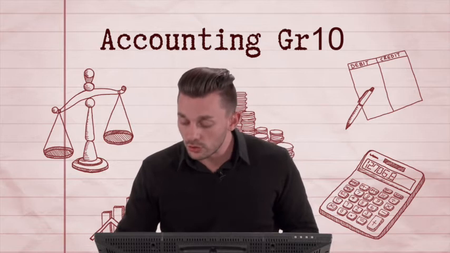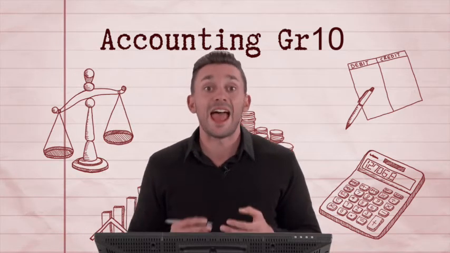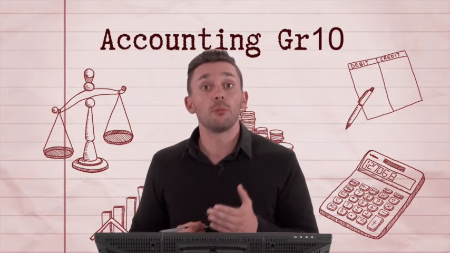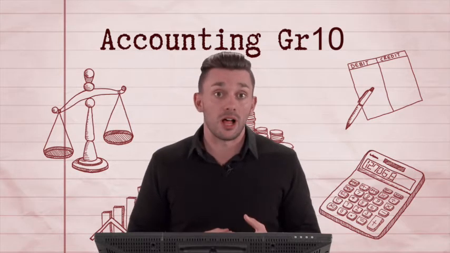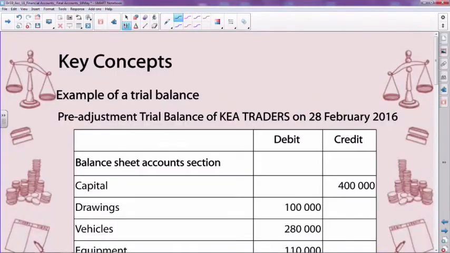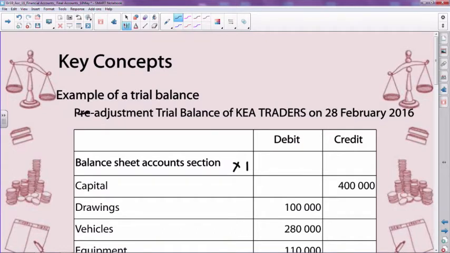Now, what are we going to do now? We're going to look at an example again of a pre-adjustment trial balance. So let's quickly go and look through it. Firstly, you have two sections. Here's your first section. As you can see, you'll always have a nice heading: the pre-adjustment trial balance of Kia Traders, and it will be at the end of the year. This end of the year is 28 March 2016.